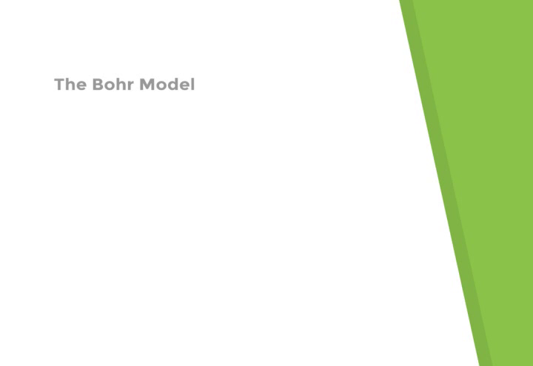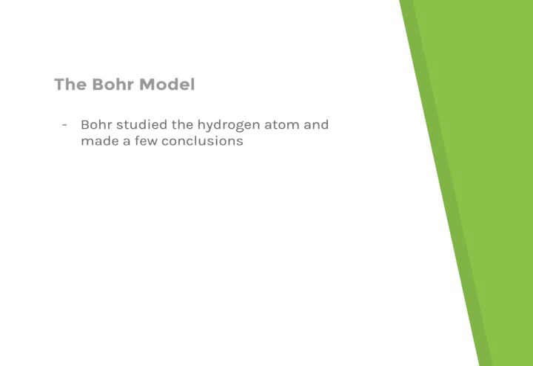So one of the most important views of how atoms worked was the Bohr model. Niels Bohr particularly studied the hydrogen atom, and he came to a few conclusions based on his studies. One was that electrons orbited the nucleus in set orbitals, kind of like how planets orbit the sun today. The planets orbit in these circular orbits, and that's how Bohr thought electrons worked. They kept to this path and they didn't stray too far from it.